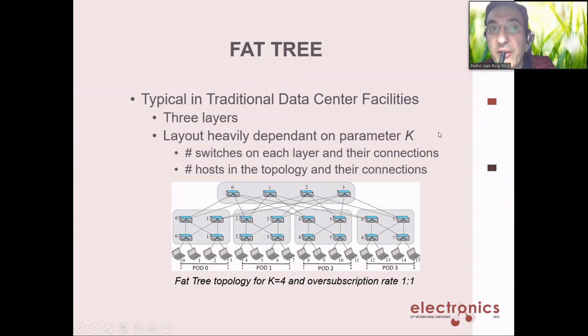Well, let's start with fat-tree, right? Fat-tree is typical in traditional data center facilities. Here we have 3 layers of switches, just like 1, 2, and 3, and another extra layer of hosts, right? And the layout is heavily dependent on parameter K, such as the number of switches on each layer and their connections, and the number of hosts in the topology and their connections. Here we have an example of a fat-tree topology for K equals 4 and oversubscription rate 1:1, right?